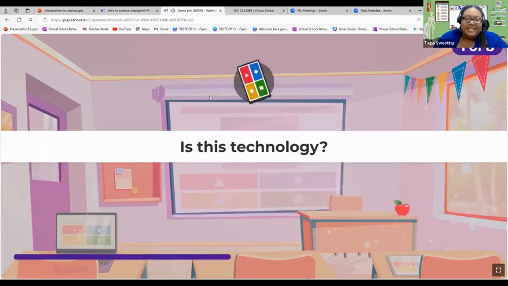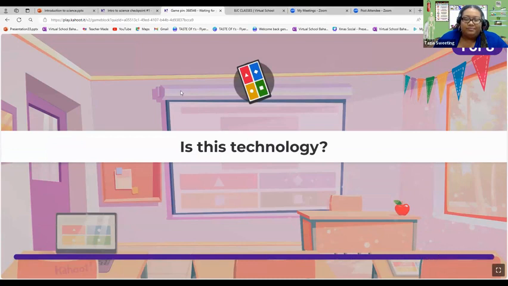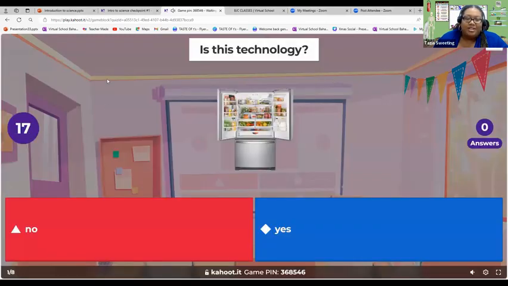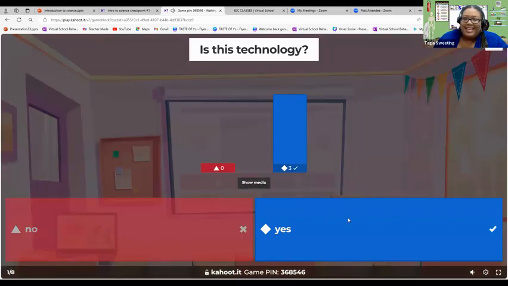All right. Is this technology? Yes or no? And the answer is yes. Excellent. All three of you. That is technology. A refrigerator is definitely something that was created by man in order to help keep our foods cool and fresh. So it is considered technology.